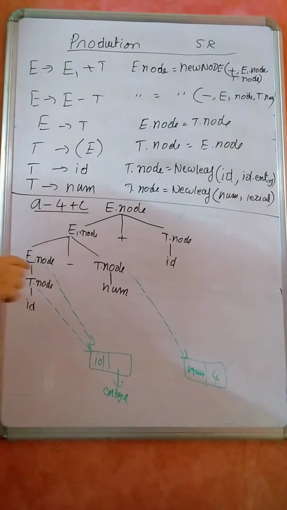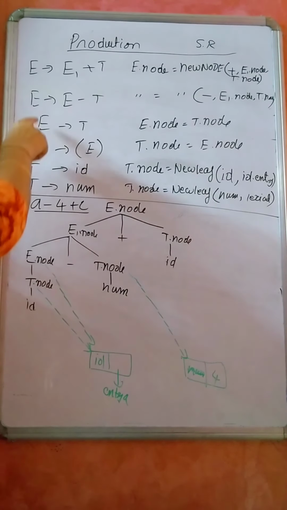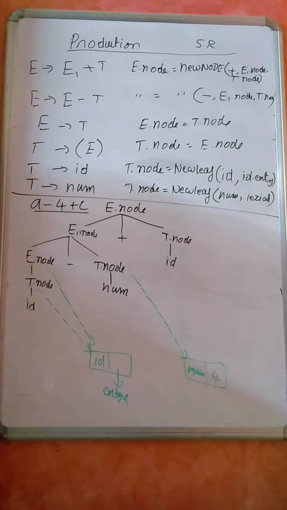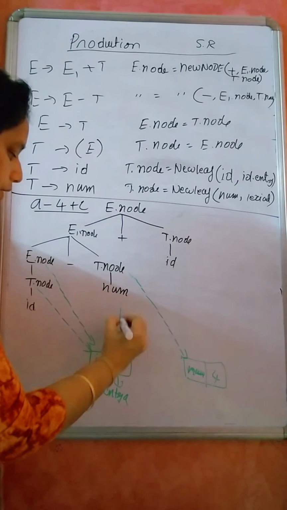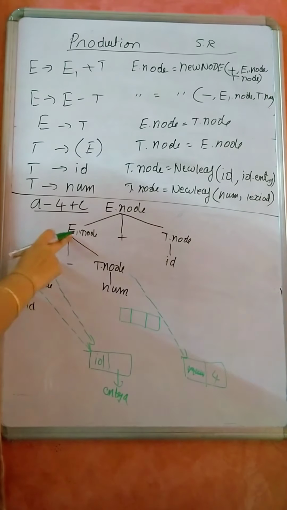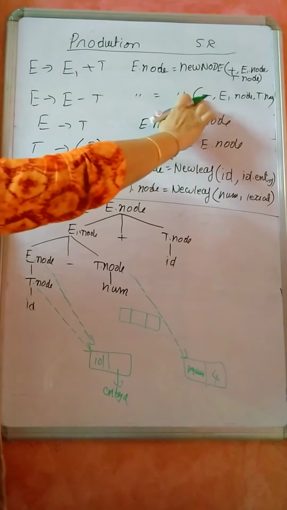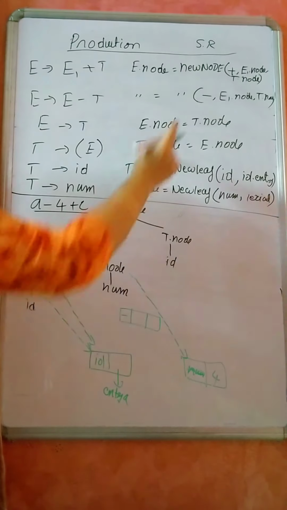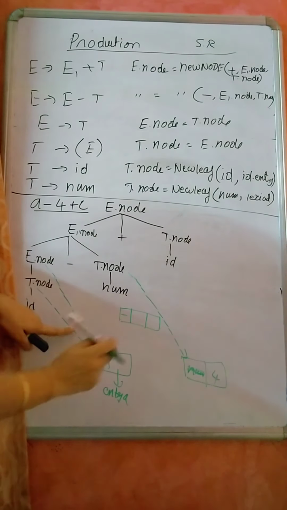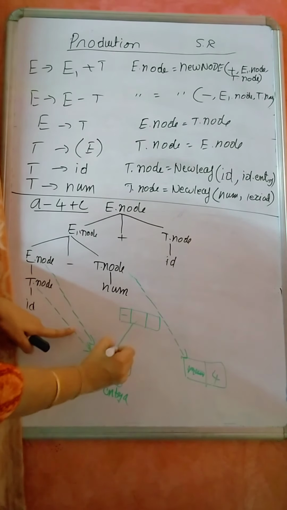Next we are applying E determine E minus T. When I am applying E determine E minus T, I have to create a new node, an interior node. What are the fields of this interior node? Its label is minus, and how many more fields do you have? 2 more fields. One will point to the E dot node. Where is the E dot node pointing? It should also point to this.